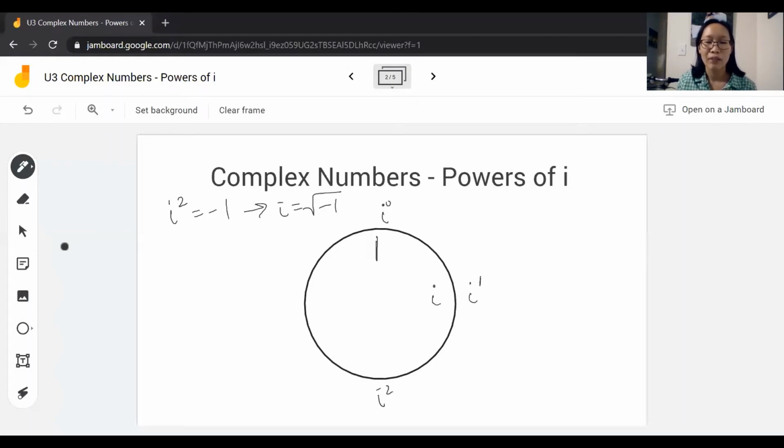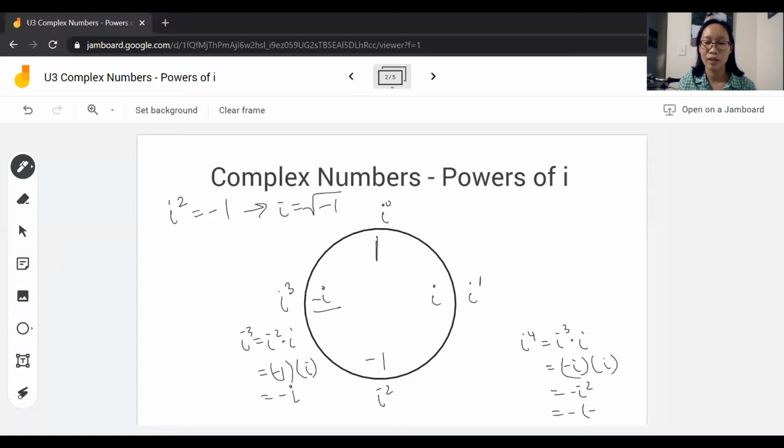i squared by definition is -1. i cubed is just i squared times i, and i squared is -1. So it's -1 times i, which gives us -i. What about i to the fourth? i to the fourth is just i cubed times i, and that's -i times i, which gives us -i squared, which is the negative of -1, or positive 1. But then it looks like I'm already back where I started with positive 1. So i to the fourth is the same as i to the 0.